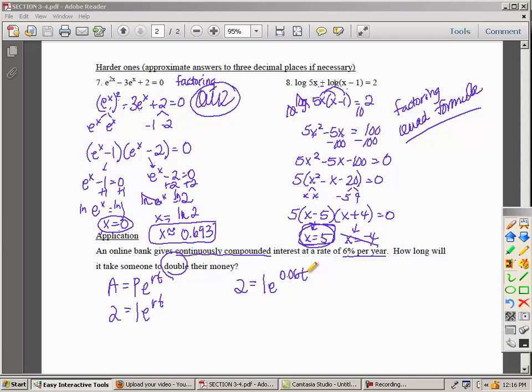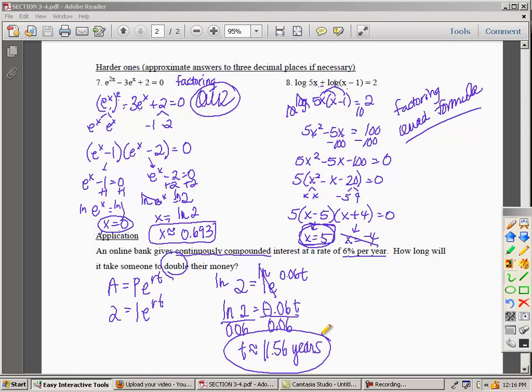To get rid of a base of e, I'm going to natural log both sides so that my e cancels out. The natural log of 2, I'm actually going to leave for a minute, equals 0.06t. And if I divide by 0.06, my time is approximately 11.56 years. You could say 11.6 years, something like that. I'm not too picky on the rounding there, and we'll kind of tell you where to round.